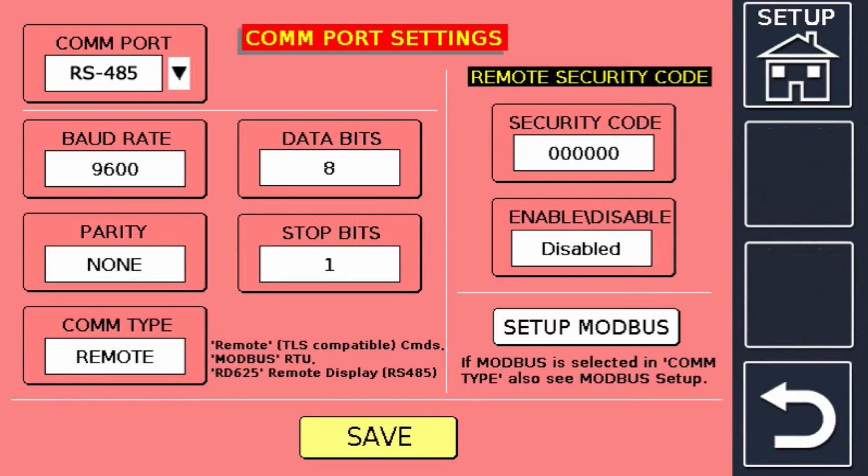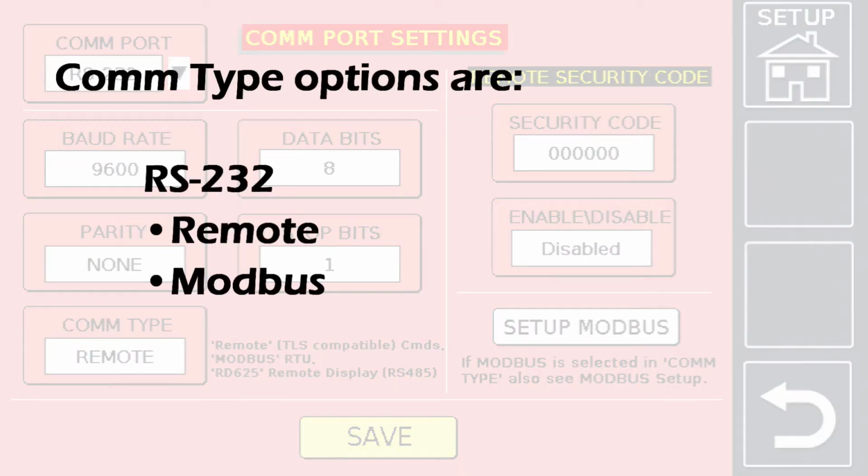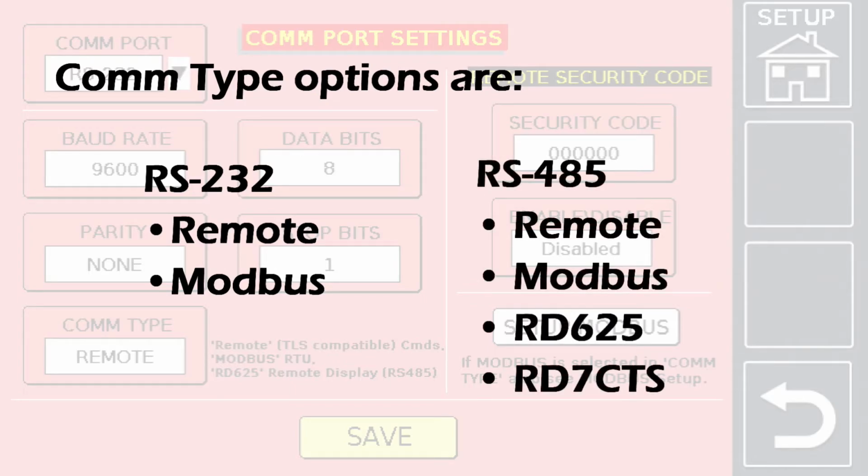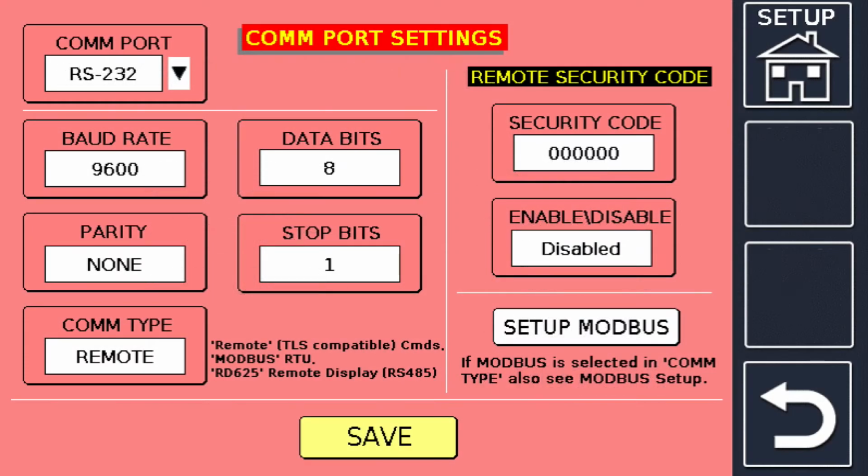COMM type is used to select which communications method or protocol is used. RS-232 options are remote and Modbus. RS-485 options are remote, Modbus, RD625 and RD7CTS. Remote security code, if enabled, will require the enable code to process any remote telnet commands, so they are accepted by the controller. Enabled, disabled, enables or disables the security code just described. Setup Modbus will bring you to the Modbus settings page. Note, the Save button must be pressed for any changes to take effect. Pressing the Setup button will bring you back to the Setup menu page.